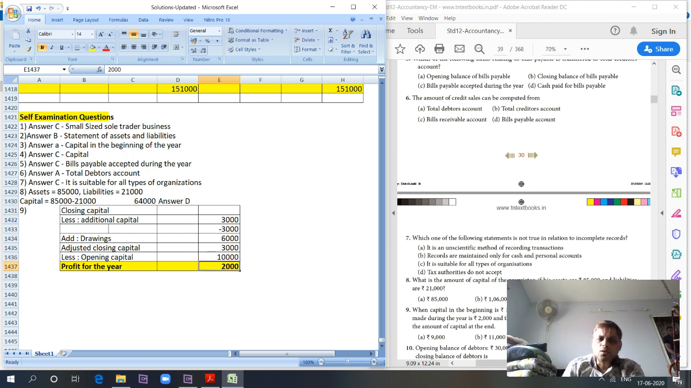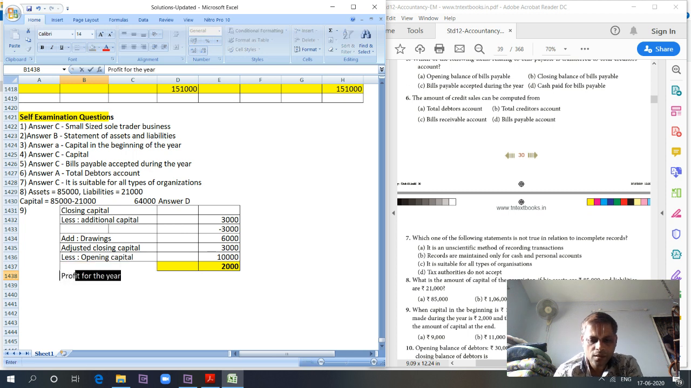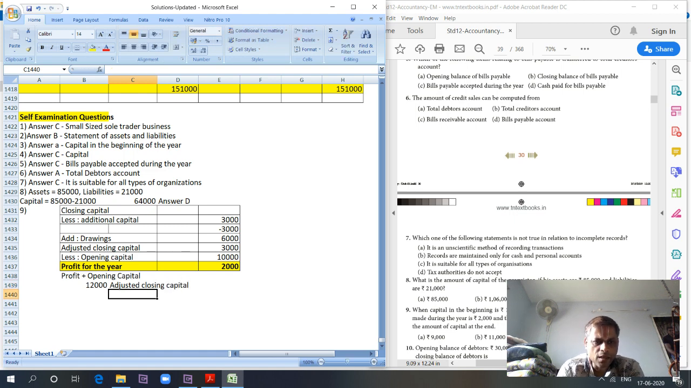Let's back work this. So closing capital is equal to profit plus opening capital, right? This will give adjusted closing capital, right? Profit made during the year is 2,000 plus opening capital is 10,000. So this is adjusted closing capital. From adjusted closing capital, less drawings.